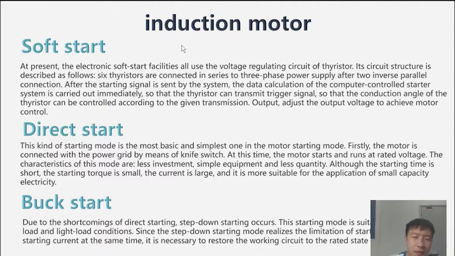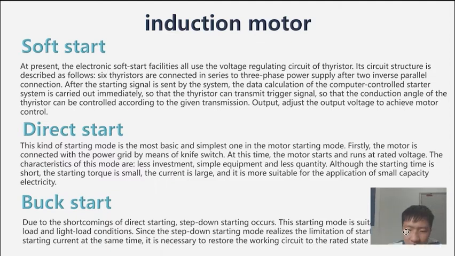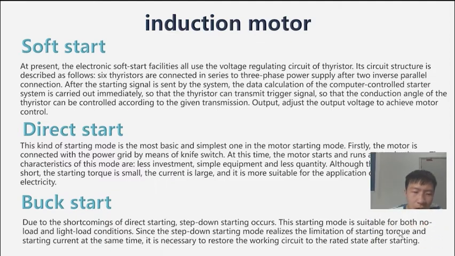And the third method is step-down start. Due to the shortcomings of direct starting, step-down starting occurs. This starting mode is suitable for both no-load and light-load conditions. Since the step-down starting mode realizes the limitation of starting torque and starting current at the same time, it is necessary to restore the working circuit to the rated state after starting.